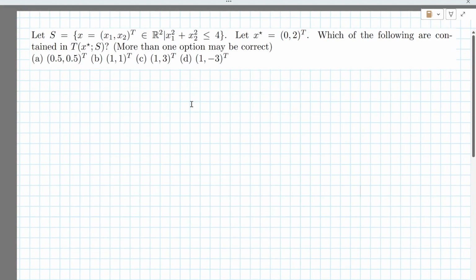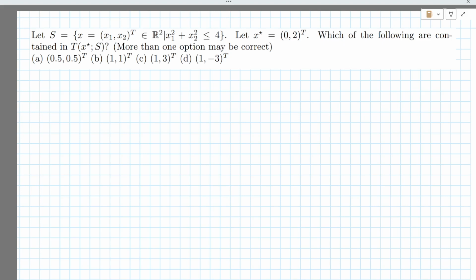Okay, so let's look at the next question. I have this set S, which is defined by this. It has two variables, a set of 2D vectors, and x star is given. Which of the following are contained in the tangent cone?